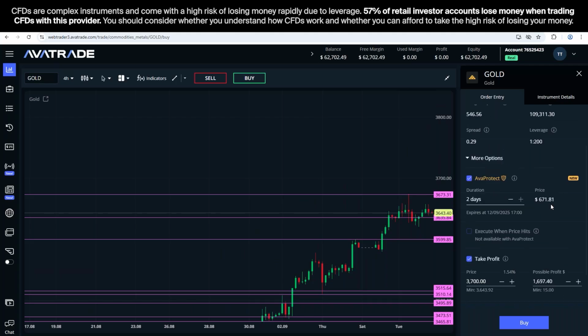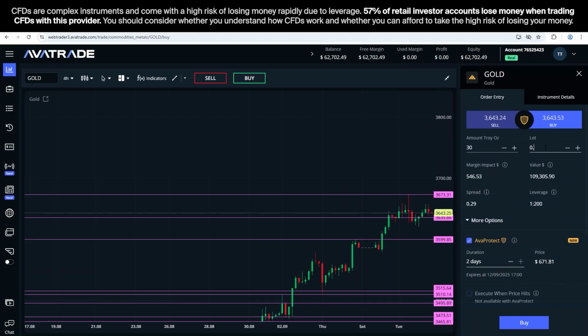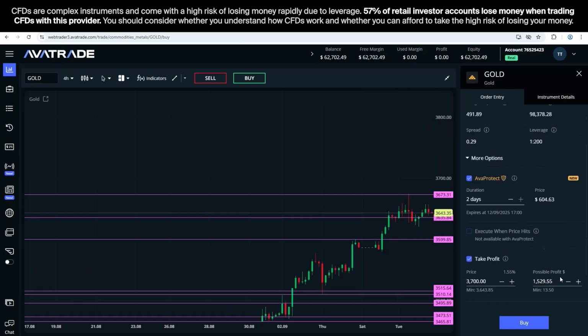Now it costs 671 for 2 days, say 27. So that trade size, just over a quarter of a lot, costs me less than 1%. Okay, I have 2 days protection, and I still would make more than double the cost of the protection.